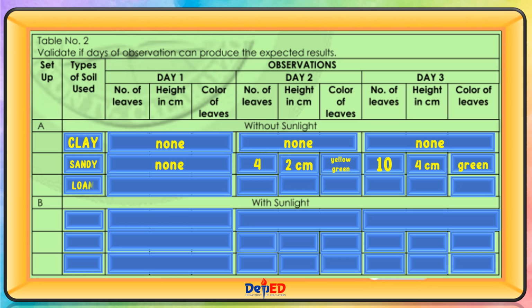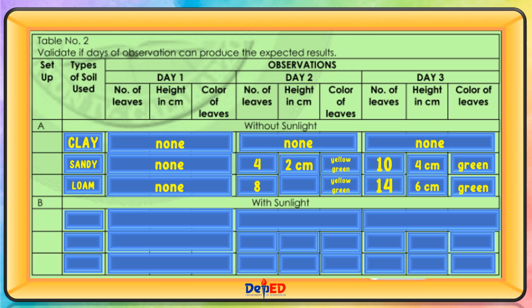Type of soil used, loam. Day 1, number of leaves, height in cm, color of leaves: none. Day 2, number of leaves, 8. Day 2, color of the leaves is yellow, height in cm is, number of leaves is 14. Day 3, height in cm is 6 cm, color of leaves is green.